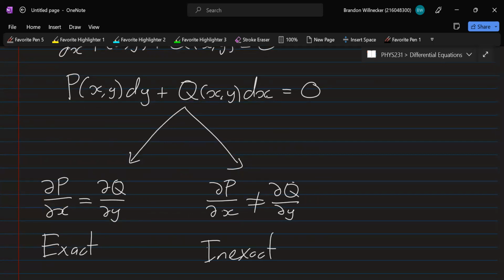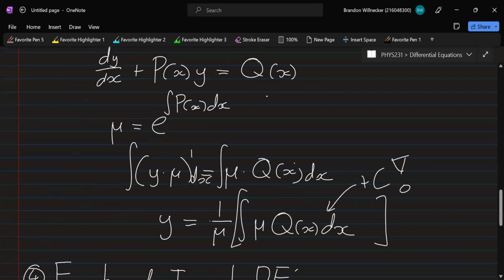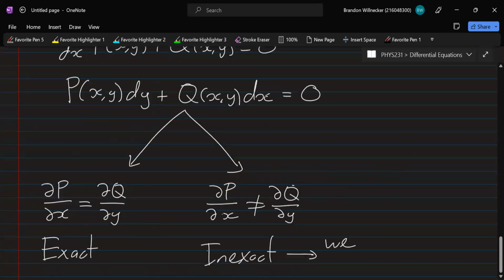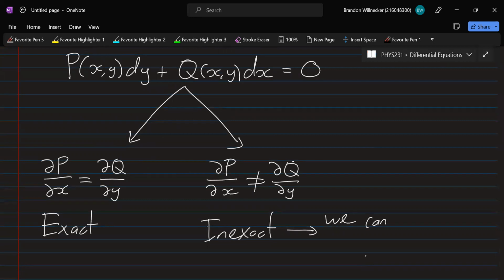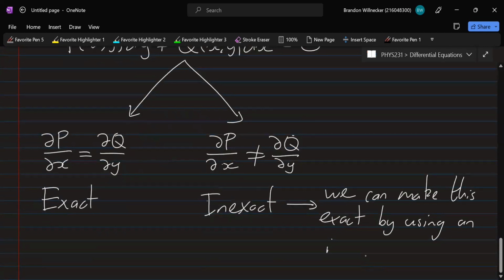Now, if it is inexact, we can make it exact by using an integrating factor, similar to what we did above with this integrating factor. So we can make this exact. And again, we'll see how to do that later.